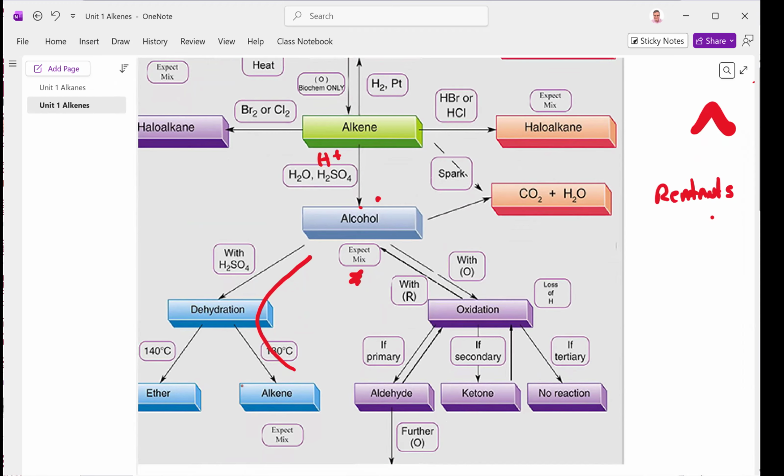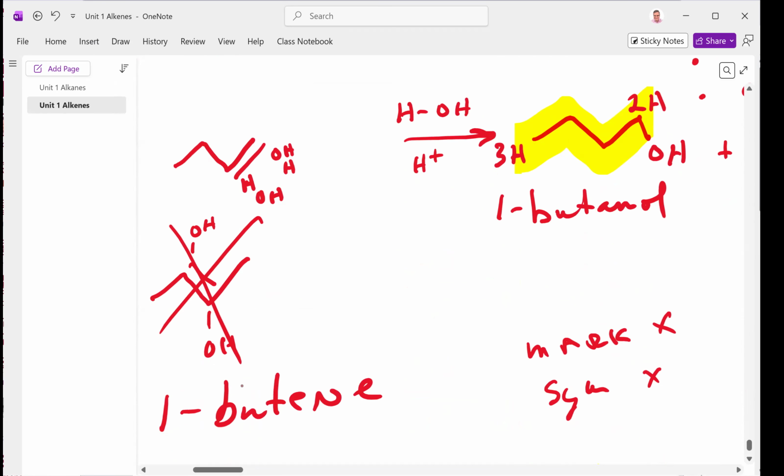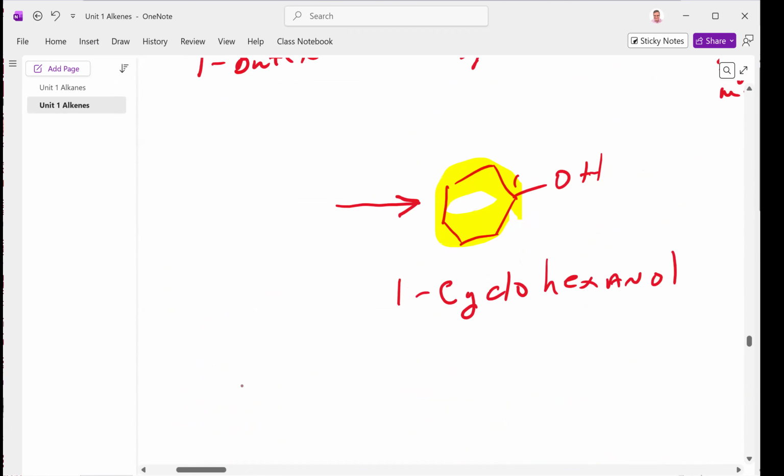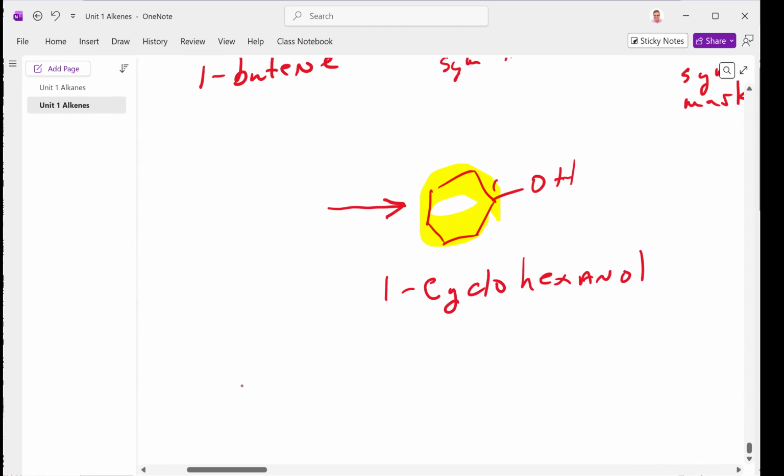The alcohol can come from an alkene. So which alkene are we going to use? The same backbone. So what are we going to use? Which alkene are we going to use?